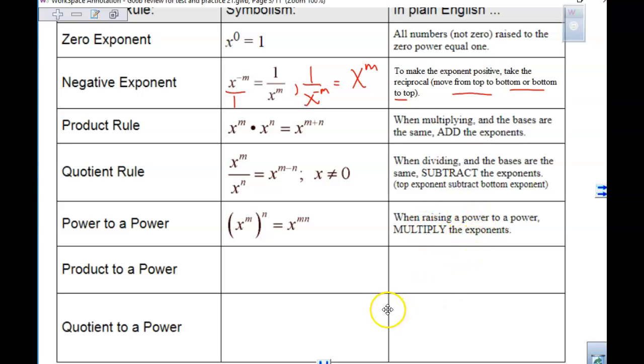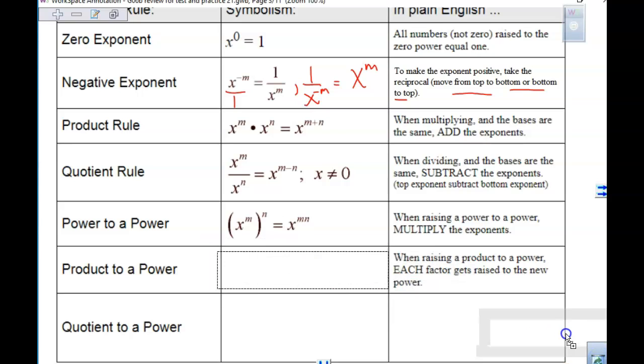Again, this is the page that you're going to have out today when you and your partner take this practice quiz to get us ready for the test on Friday. What is product of a power? That means if I have two things inside that parenthesis, I have to take everything that's in the parenthesis to the power.